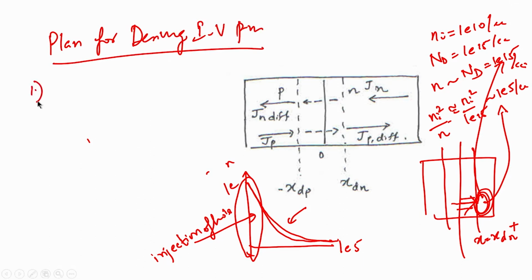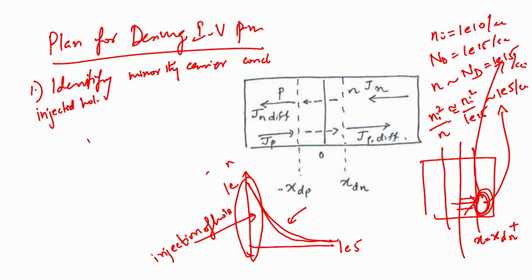The plan is first to identify the minority carrier concentration on either side. That means it is the injected holes in the N side and injected electrons on the P side. We are going to identify the minority carrier concentration as a function of x, as a function of distance.